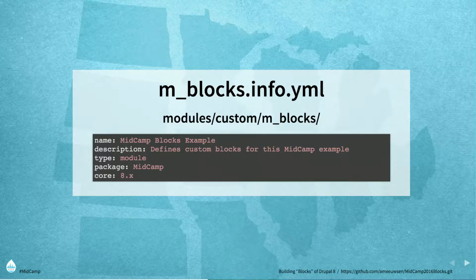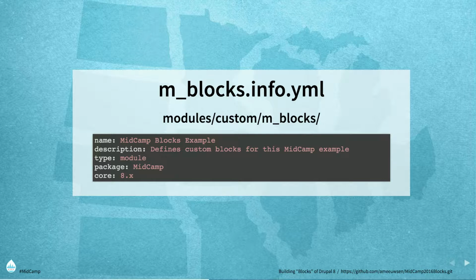And what that looks like is this. Pretty simple. This is YAML syntax. It's got pretty much the same stuff that you'd put in any .info file from Drupal 7. The first thing we have is the name. You can probably guess what that is. So in this case, MidCamp Block sample. This is required. You need to have it. If you don't, your site will error out and it won't work.